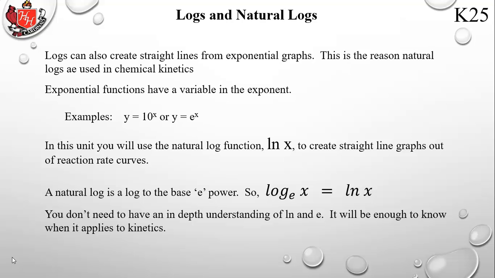You don't need to have an in-depth understanding of ln or e, believe me, you don't. You just need to know enough to know when to apply it in kinetics. It's basically when to plug the numbers into it.